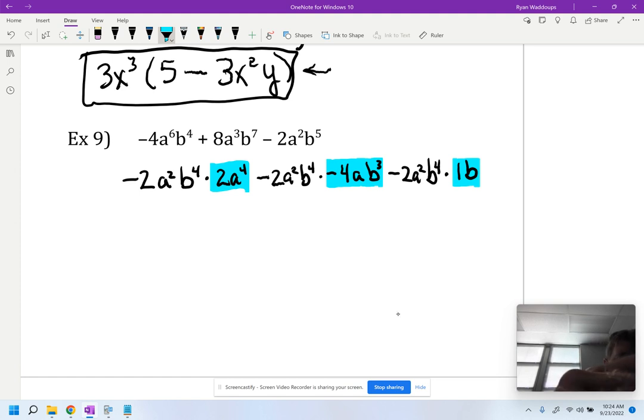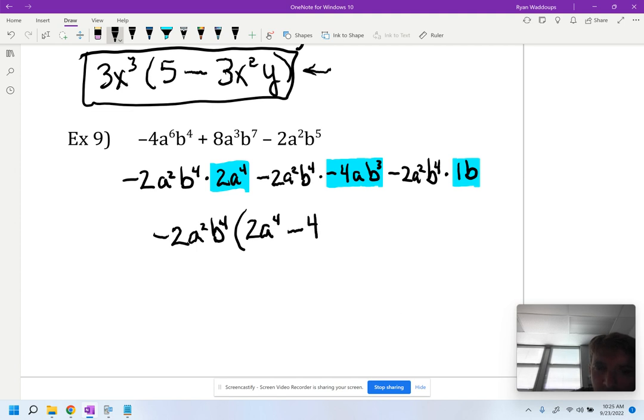And so what's going to come out of each of those is negative 2a squared b to the 4th times 2a to the 4th minus 4ab cubed plus b.